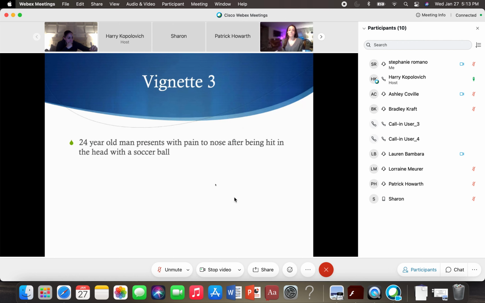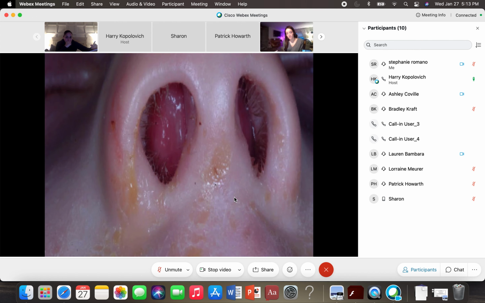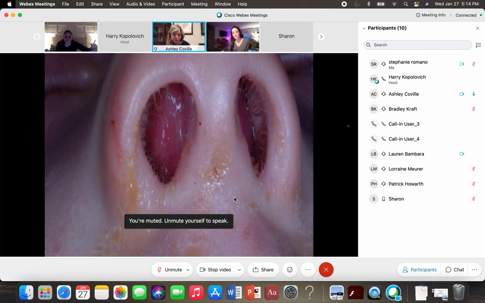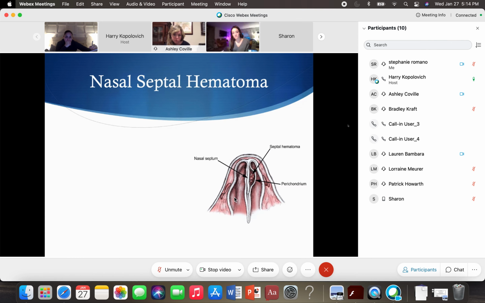Next case. We've got a 24-year-old man who presents with pain to the nose after being hit in the head with a soccer ball. Take a look at him, and he's got the following. Anyone want to venture a guess in terms of what we're seeing? Bulging turbinate. Septal hematoma. Fantastic. Good. Septal hematoma. So why does the septal hematoma occur?